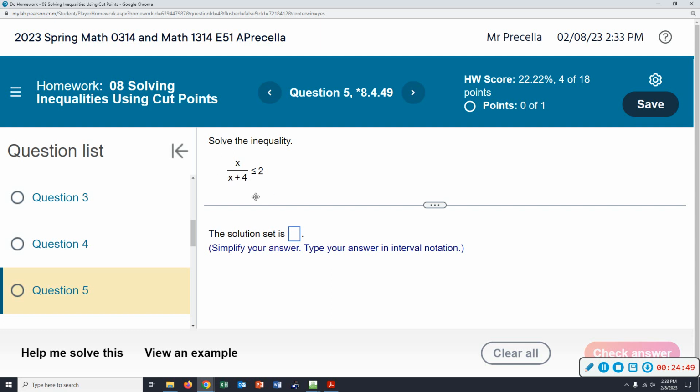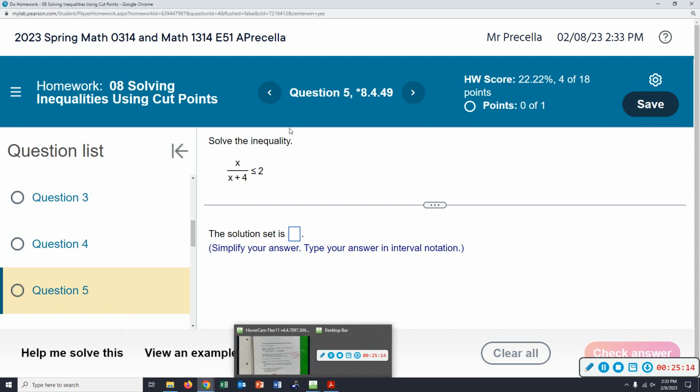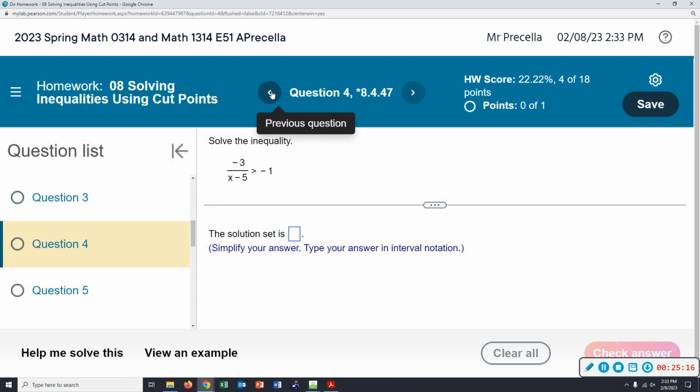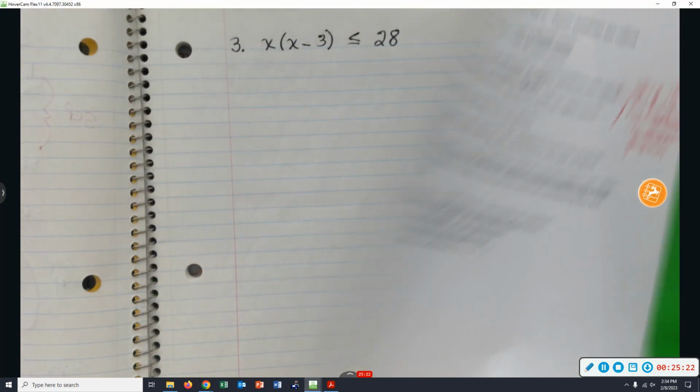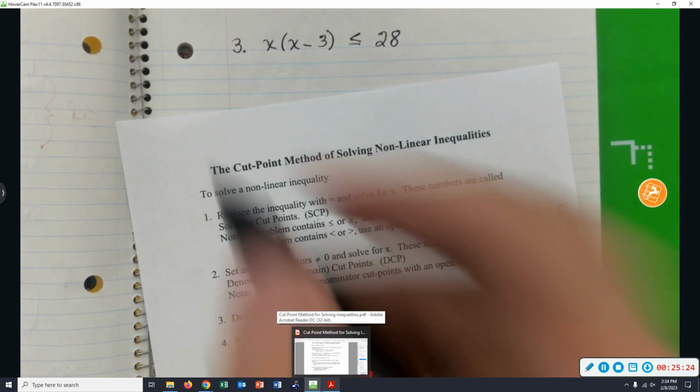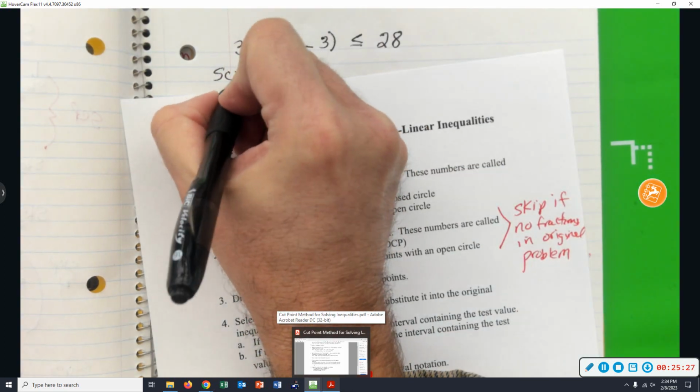But today I'm doing something different. Do you think you'll skip number 2 here? No, because there's a fraction. When there's a fraction in the problem, then you have to do number 2. When there's no fraction in the original problem, there's no denominator cut points, you just skip it, okay? So don't be thinking step number 2 is something you just always skip. No, that's not the case. Let me go back to number 3. Well, we're going to find the solution cut points first. So I'll label SCP.